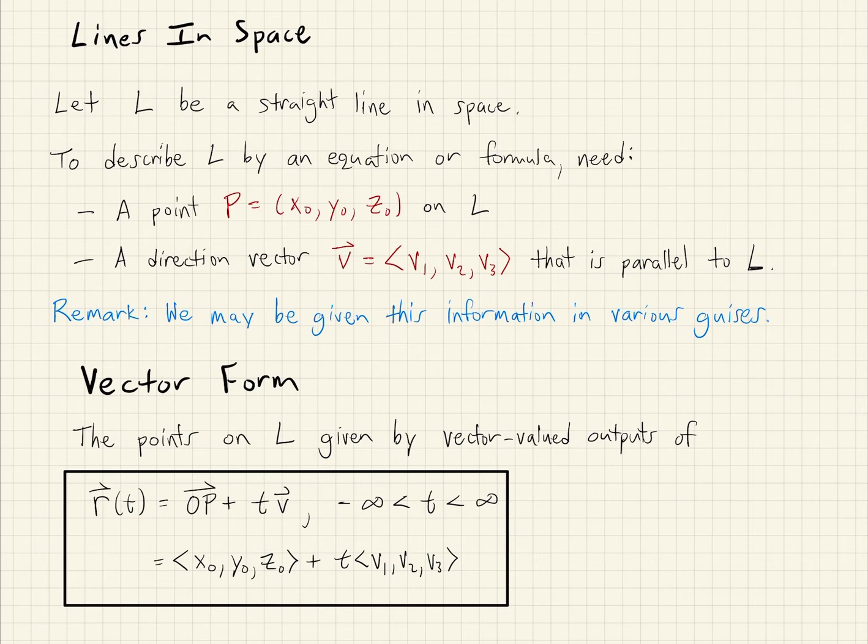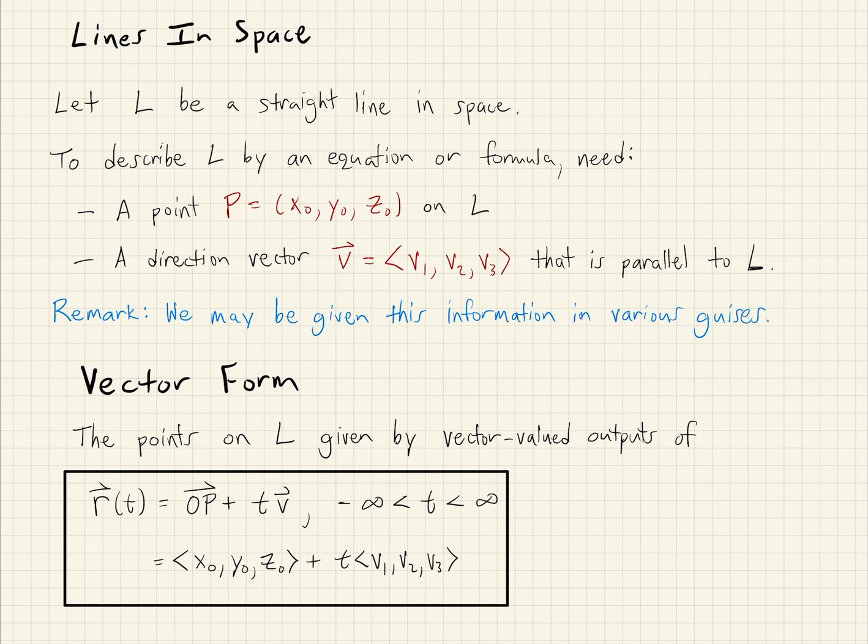And r of t is a function that takes in a real number t and spits out this vector output, which is the vector OP, where O is the vector that runs from the origin in 3-space as its initial point and has terminal point P, that P that was found up above that was on L, plus t times this vector v that's parallel to our line. So what this function does is it outputs a whole bunch of vectors, and each vector that it outputs has the form: the vector that goes from the origin to P, plus some scalar multiple of that parallel vector v.